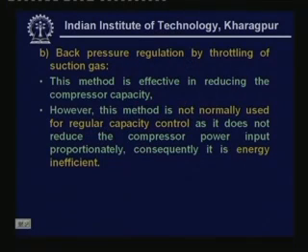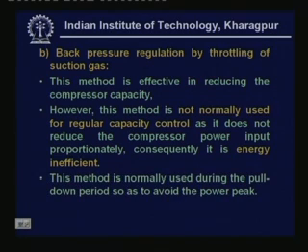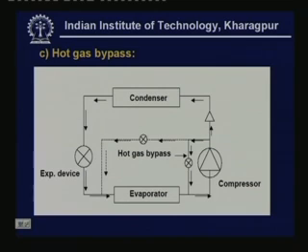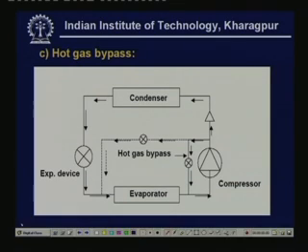But this method is generally used, as I have already explained in the previous classes, for reducing the peak power requirement during the pull down. So, this method is normally used during the pull down period so as to avoid the power peak, as explained in the earlier lectures. Now, let us look at the third method, which is quite popular. This method is known as hot gas bypass method. Let me explain what the hot gas bypass method is.